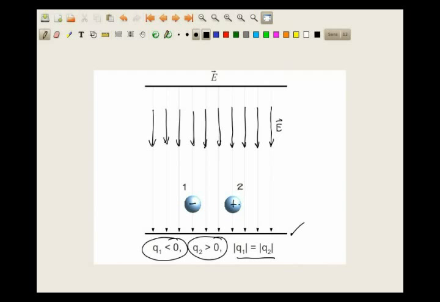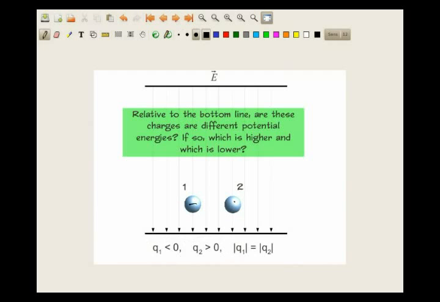Okay? Here's the question I want you to answer for the negative and the positive charge. Relative to this bottom line down here, are these charges at different potential energies? And, if the answer is yes, which one is at a higher potential energy and which one is at a lower potential energy? Now keep in mind that an electric force field is going to have a high potential energy relative to a location where the charge wants to be in that field.